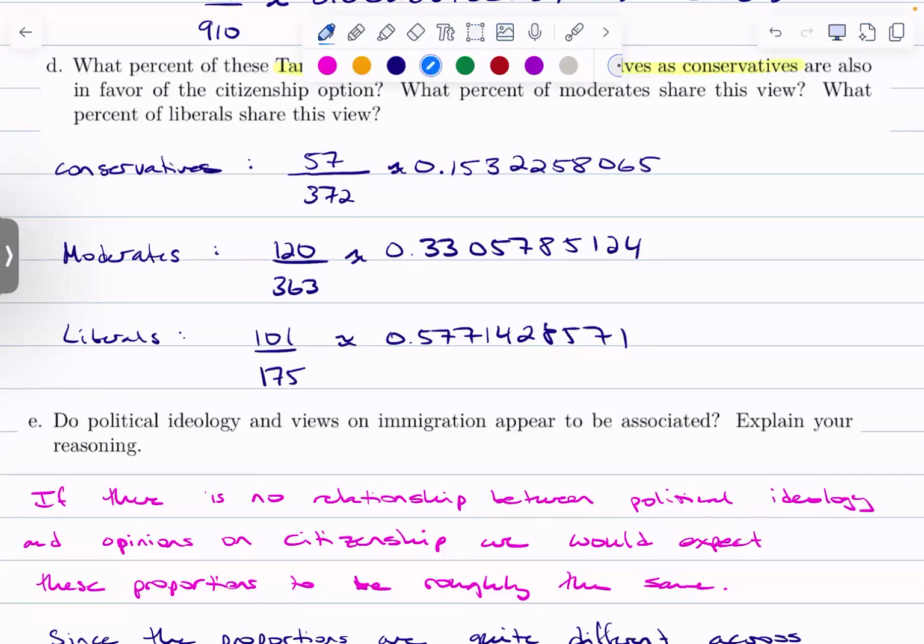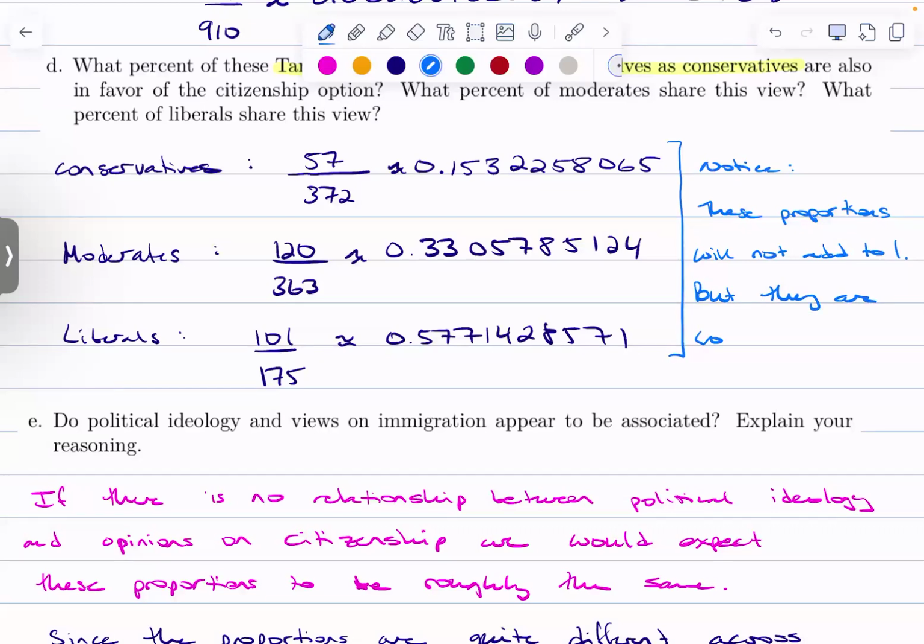Because I mentioned it, notice these proportions will not add to 1, right? But they are comparable, which is nice.